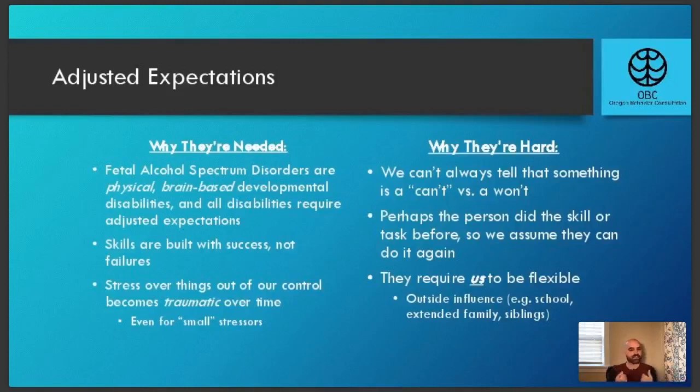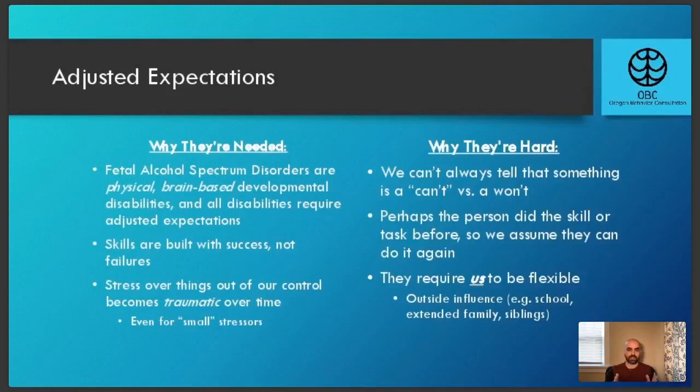If there's something that just keeps making stress and we can adjust expectations and relieve that stress, that's going to help everyone until they can learn the skills to then go back a little bit more toward that original expectation. So why is adjusting expectations hard?